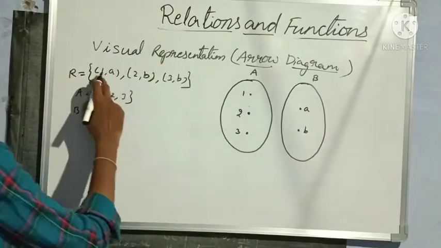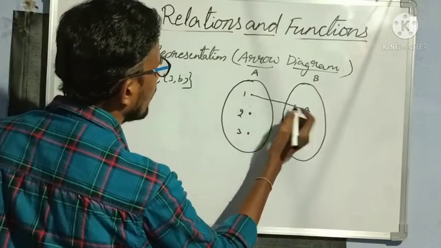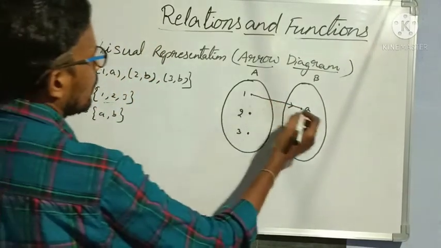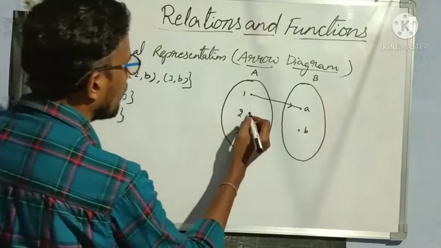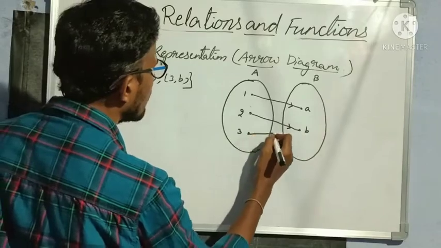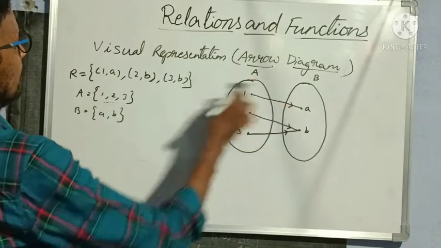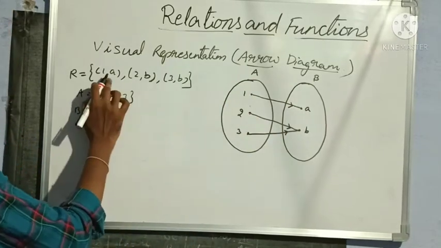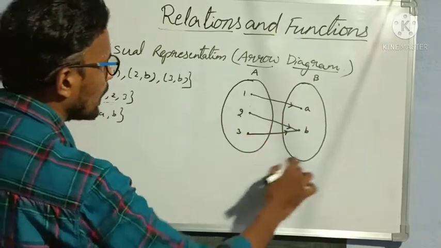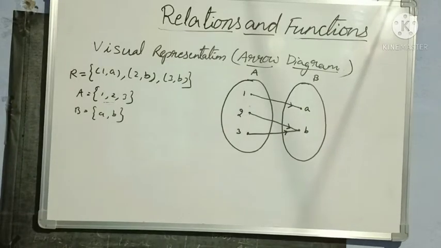Now 1 is mapped to A. So from 1 we have to draw a line like this with an arrow mark facing A. Understood? So this is 1 mapped to A. Next, 2 is mapped to B. In the same way 3 is also mapped to B like this. So whatever we have shown here, the relation R is equal to (1, A), (2, B), (3, B), this is the visual representation, nothing but the arrow diagram of a relation. Understood everybody? What is this called?